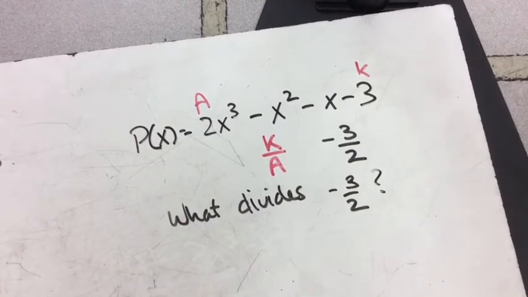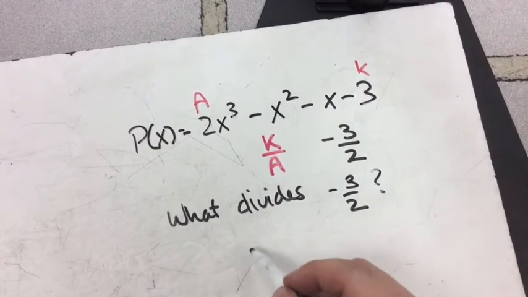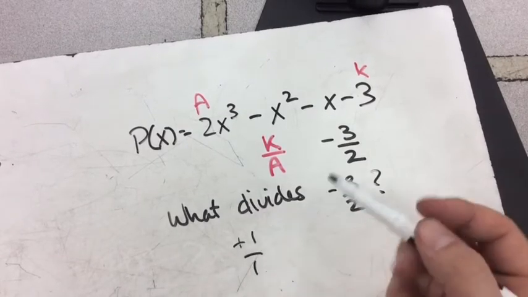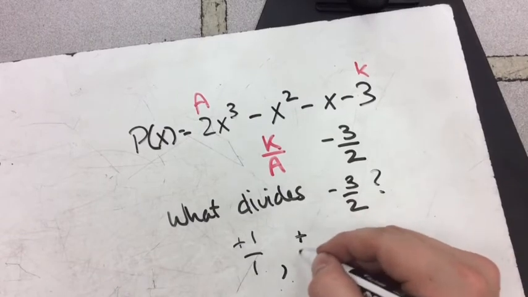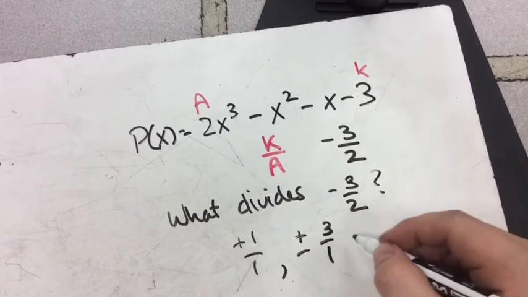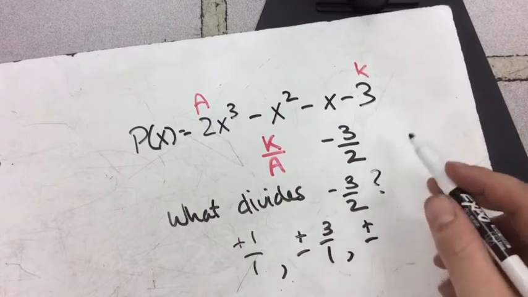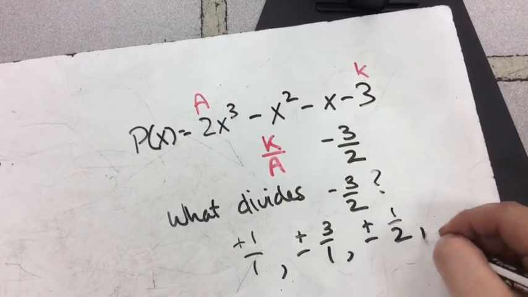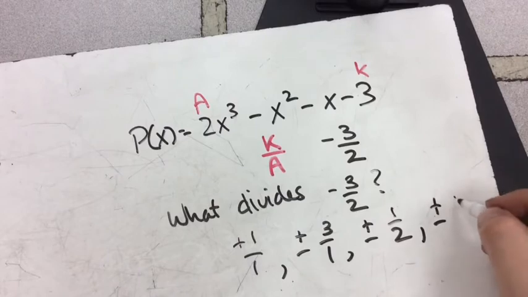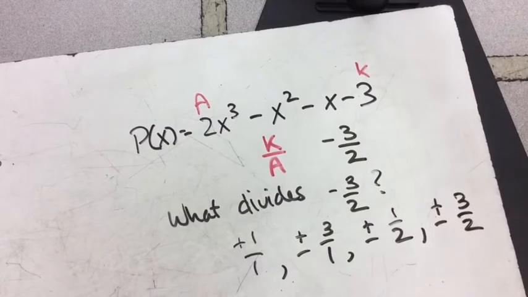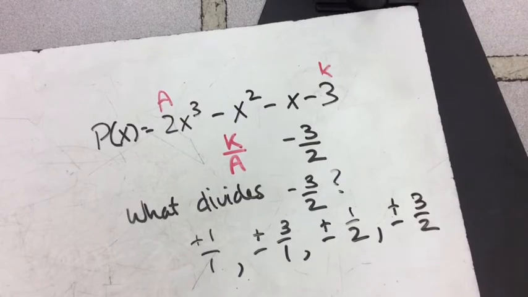And this is the hardest part. Again, this takes a lot of guess and check sometimes. But things that divide into this are plus or minus 1, plus or minus 3 over 1, plus or minus 1/2, and plus or minus 3/2. Okay, and from here we have to play the exact same game that we did before with the factor theorem. We have to check all of these, plug them all in, and see which one will give us a 0.